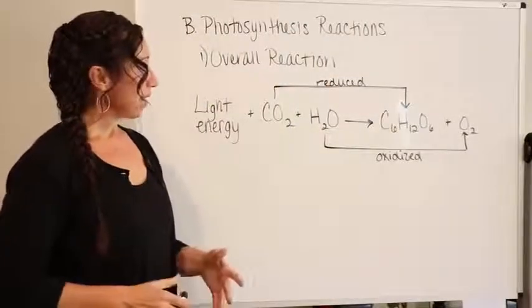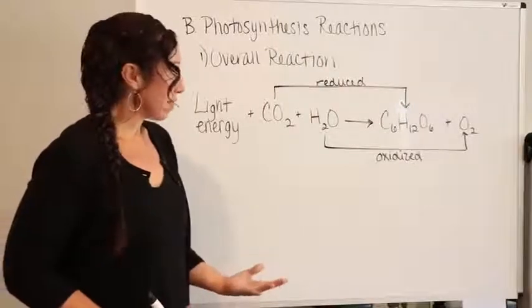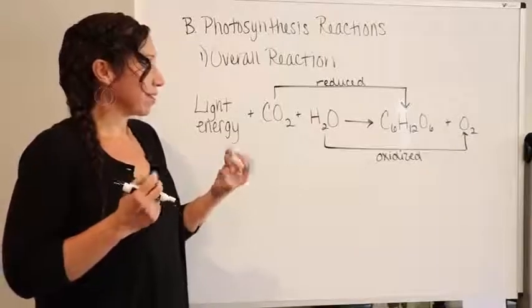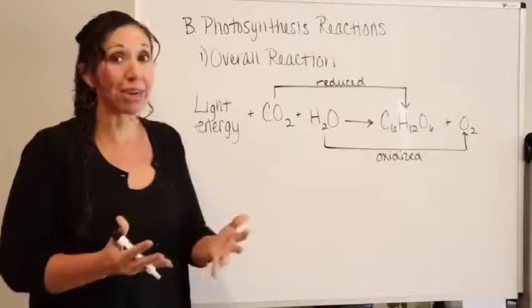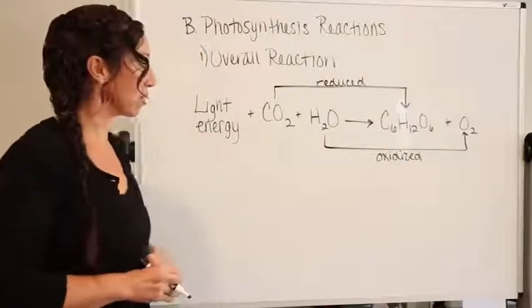And so remember, if you're getting oxidized, you're losing electrons. If you're getting reduced, you're gaining electrons. So it's completely backwards, which is great because we need to balance things out. It is checks and balances in the biological world.